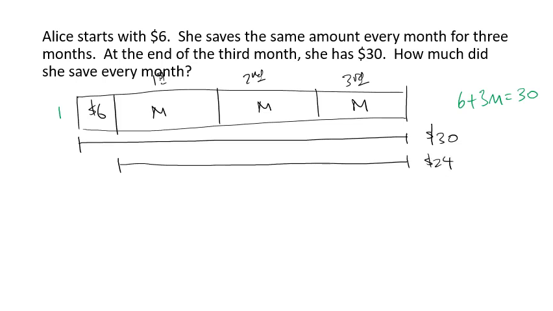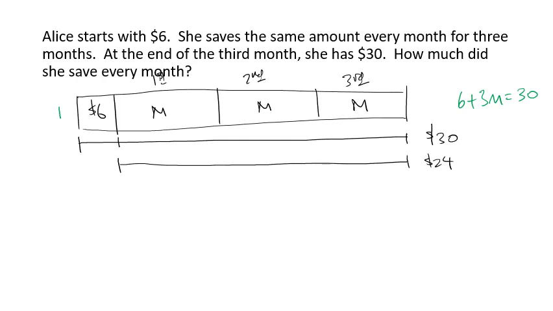Because I'm removing this 6 from the 30. And so this is the equivalent algebraically of subtracting that 6 from both sides, of removing 6 from the left-hand side and the right-hand side. But I'm just talking about it in terms of length.